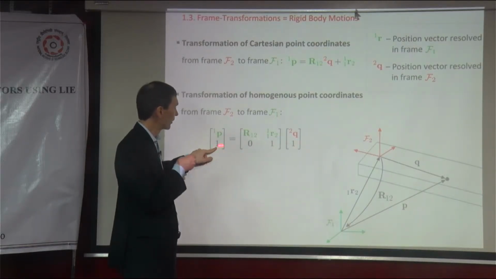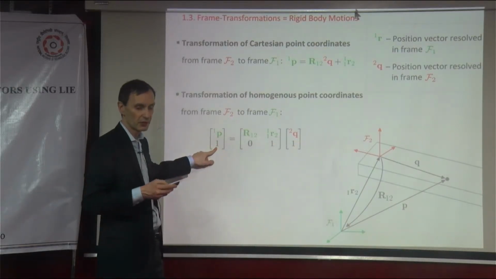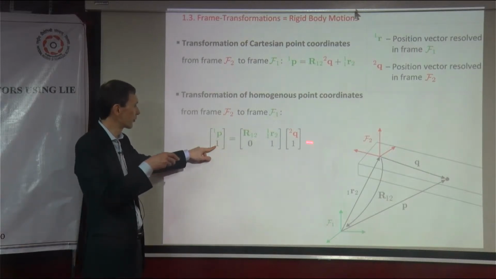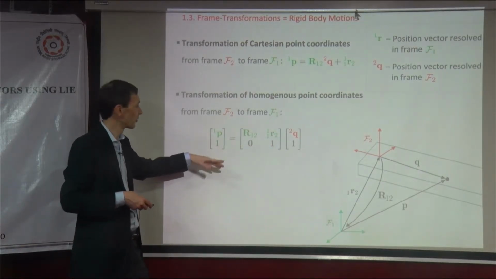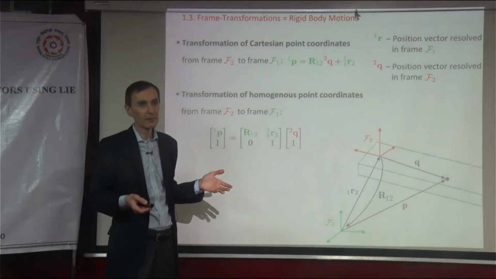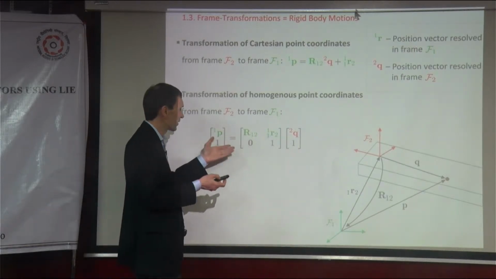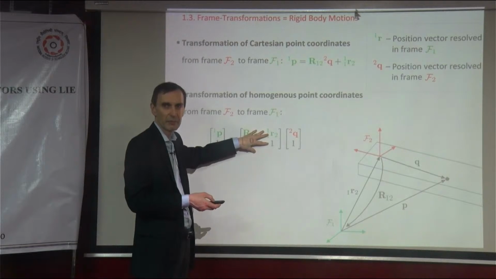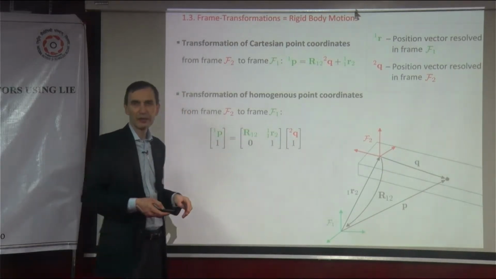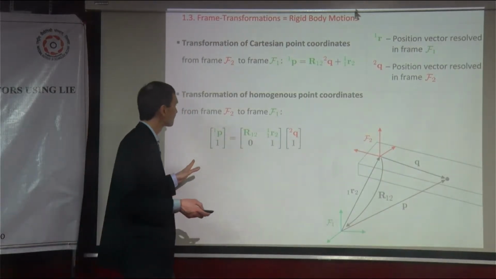This is a bit of bookkeeping. You can say it's a bit of extra effort for no reason, this 0 and 1. A dummy kind of thing, it's just there to make it matrix times vector, but it has some good properties.